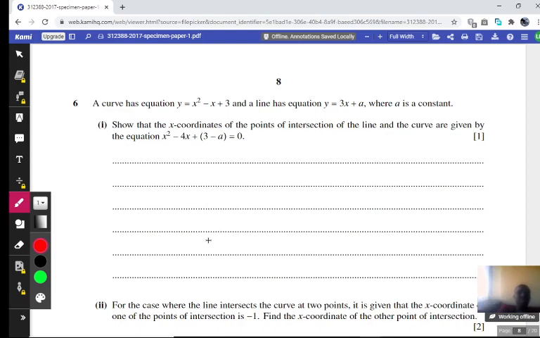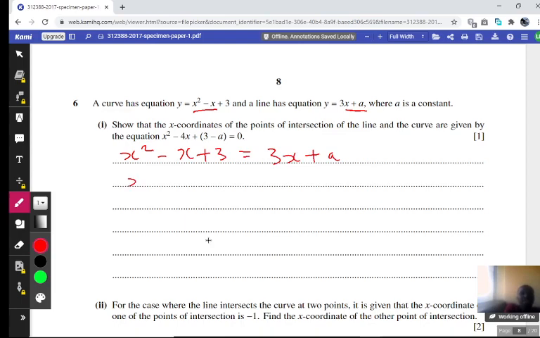So if the line and the curve are intersecting, then it means these y values are equal to this one. So y is equal to y. Just equate the equations of the curve and this line, right? So let's equate. So just say this one is equal to this one. So it will be x squared minus x plus 3 is equals to 3x plus a.